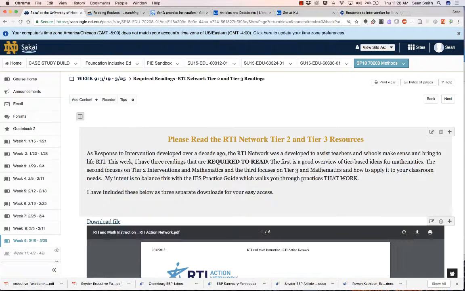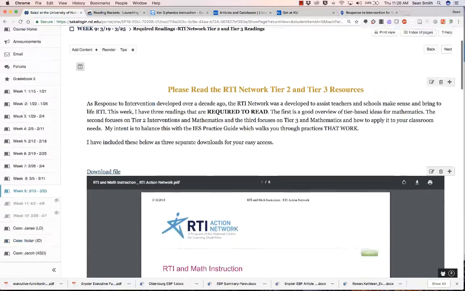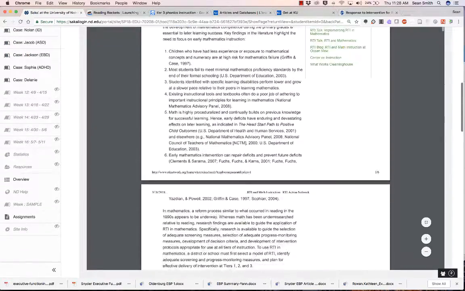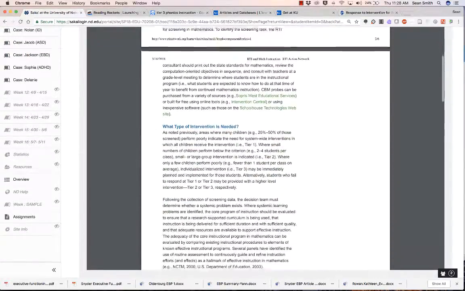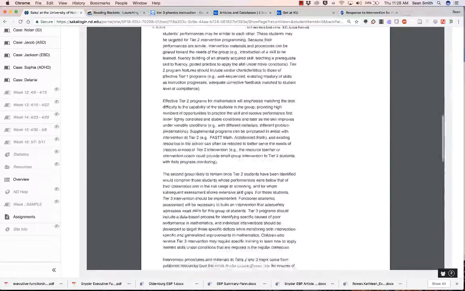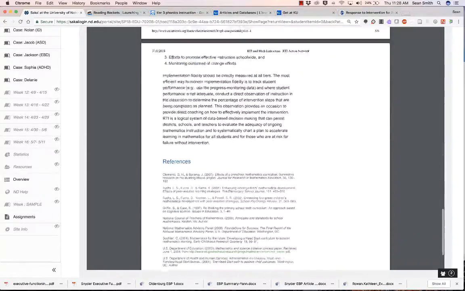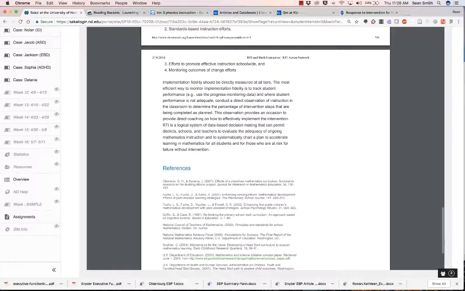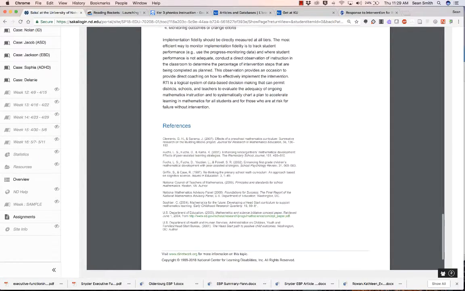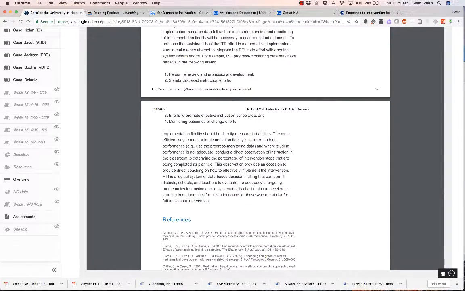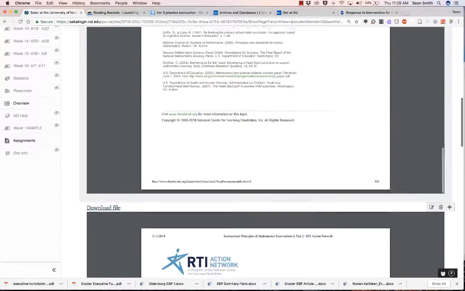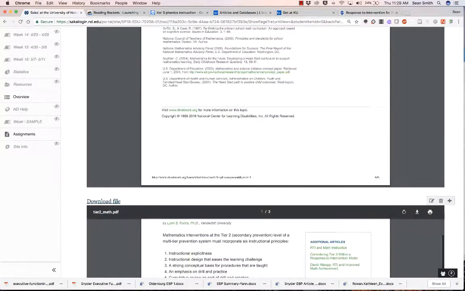Now, this is a required read, and there's 6 pages here. And these 6 pages, as you can see, are basically overviewing tier interventions for math. The last page, as we'll scroll down here, is actually a quarter of a page and then references. So really it's about 5 1/4 pages. And it's just a general overview of what to be doing when it comes to thinking about math.